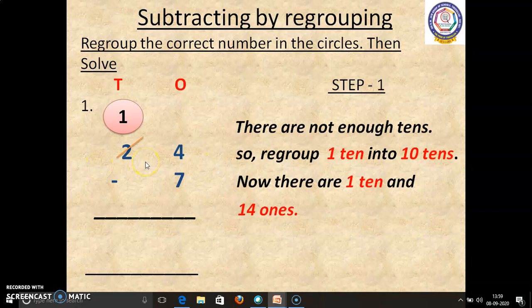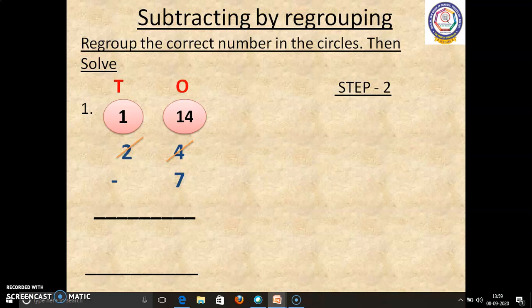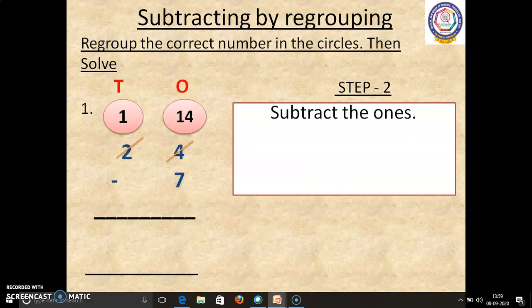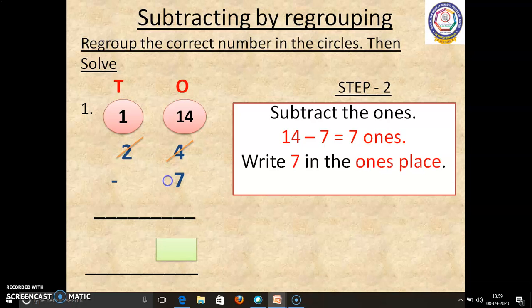2, before it what number will come? 1. So, regroup 1 ten into 10 ones. Now, there is 1 ten and 14 ones. Step 2. We have to subtract the ones. 14 minus 7: 14 in the mind, 7 in the finger. 14, before it 13, 12, 11, 10, 9, 8, 7. So, we have to write number 7 in the ones place.